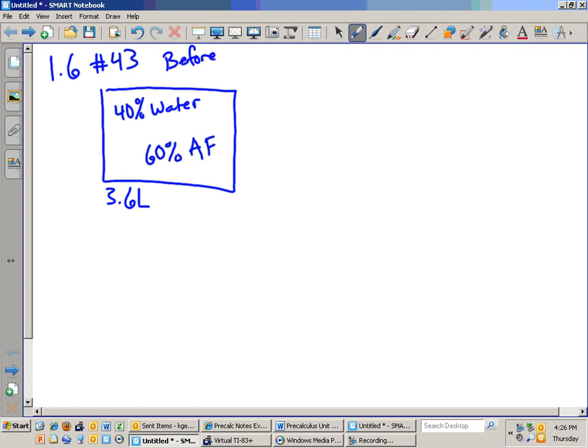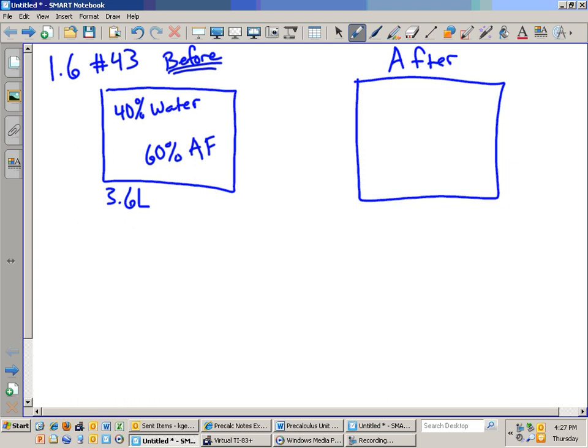This is the radiator beforehand. This is the radiator after. This is my second radiator, same radiator, just after. And again, it is a 50% mixture, 50% each. So I'm going to write an expression. I'm going to walk this through.